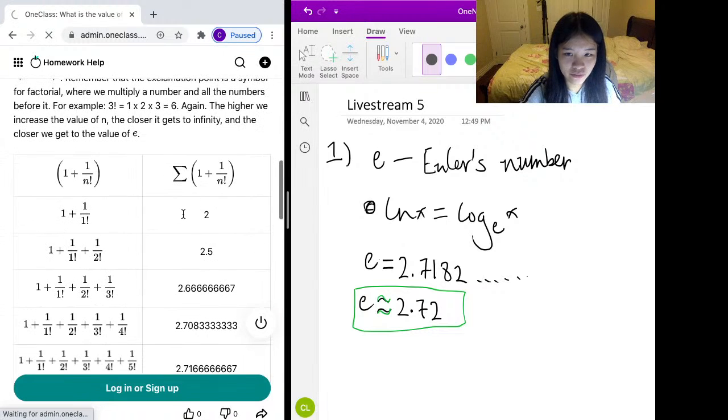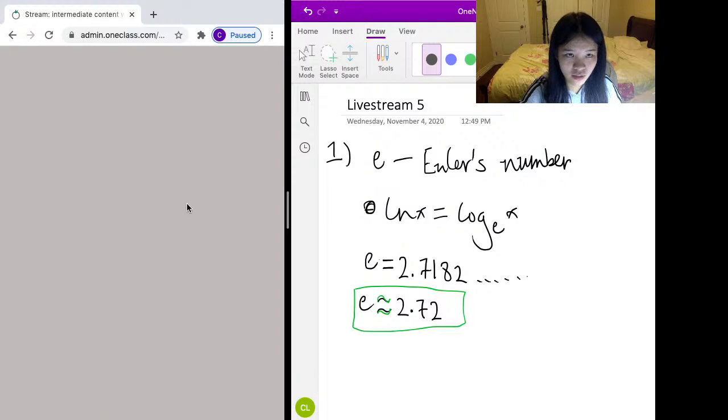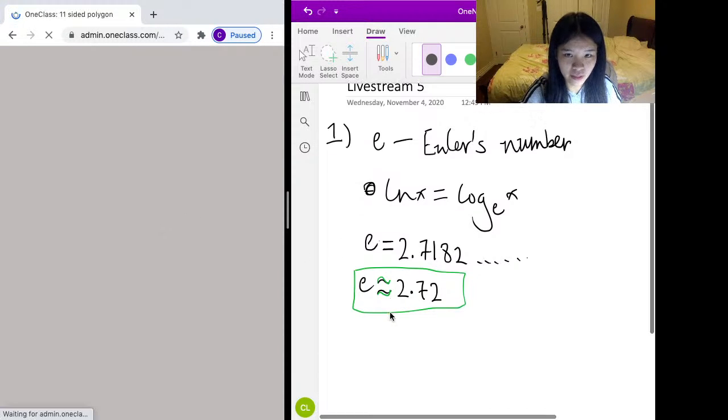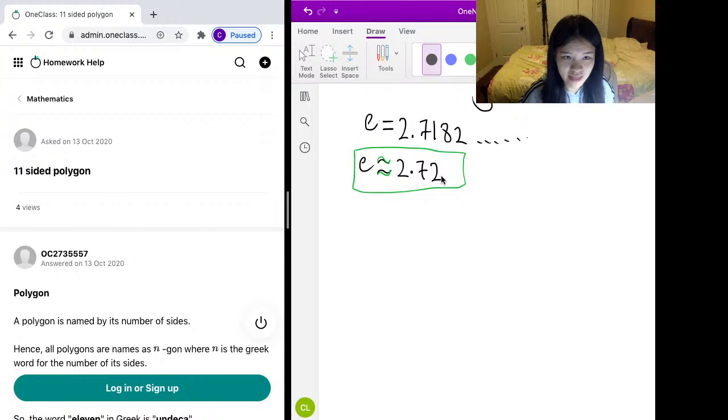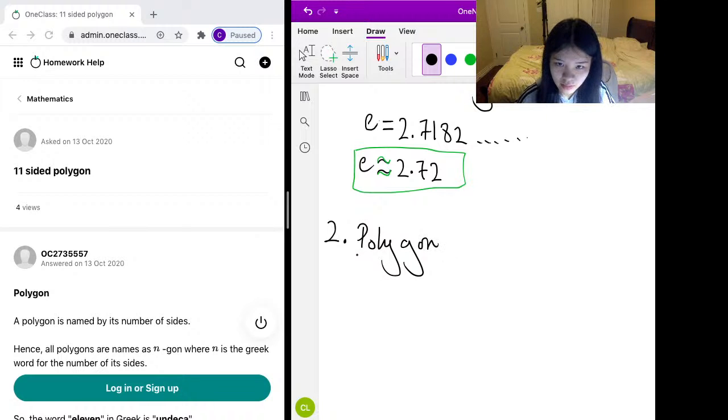Now let's move on to our next question. Here we have our second question. The question here just says 11-sided polygon, which I assume means they need some information on the 11-sided polygon. Polygons in general are geometric shapes with different numbers of sides.